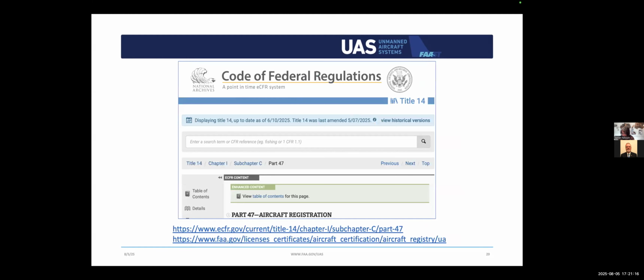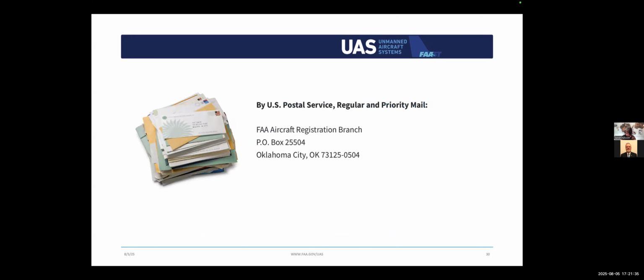So we've explained how to register the drone weighing less than 55 pounds, but what do you do if it weighs more? Well, you're going to follow the traditional way under Part 47, and I've given you some links to assist you from ecfr.gov.